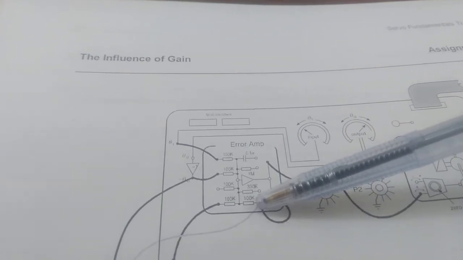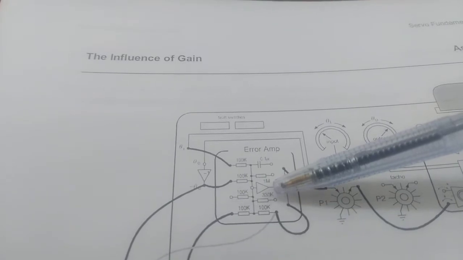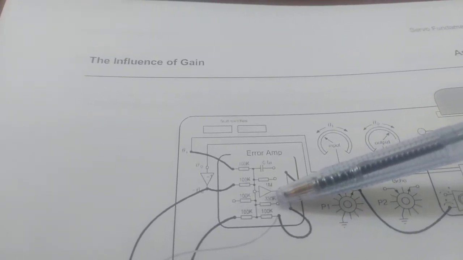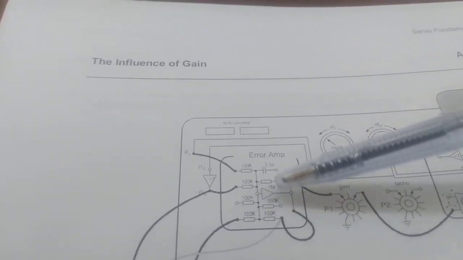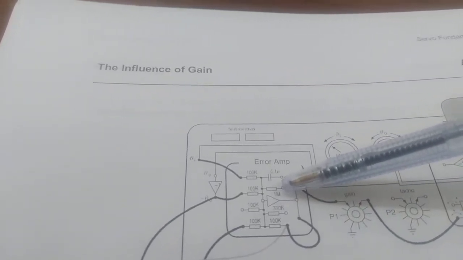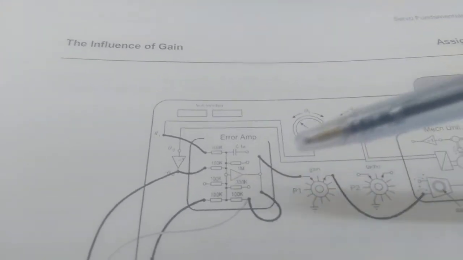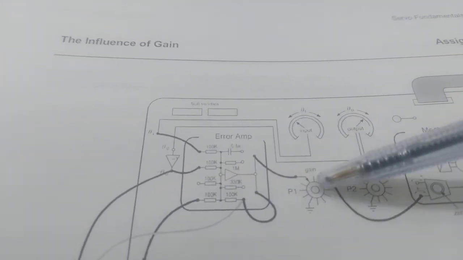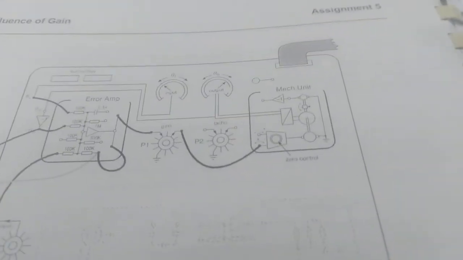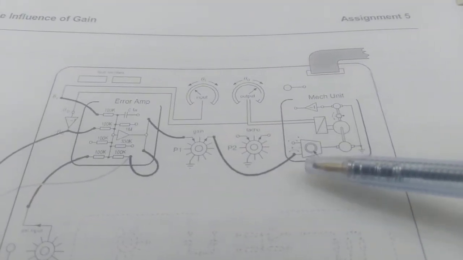The gain here, when the feedback resistor is 100 and the input is 100, is 1. When the feedback resistor value is 330, the gain is 3.3. And when the feedback value is 1 megaohm, the gain is increased by 10 times. That is further provided to the potentiometer, and the signal is provided to the servo amplifier.